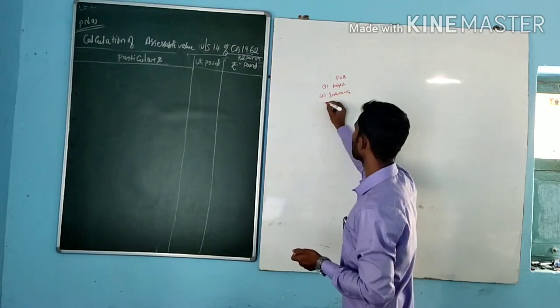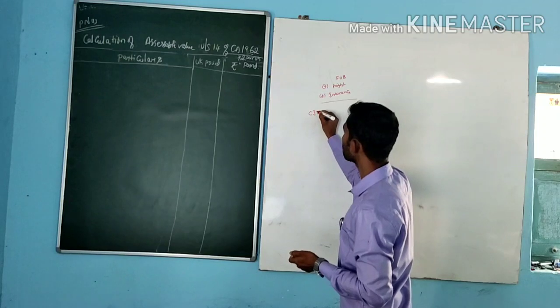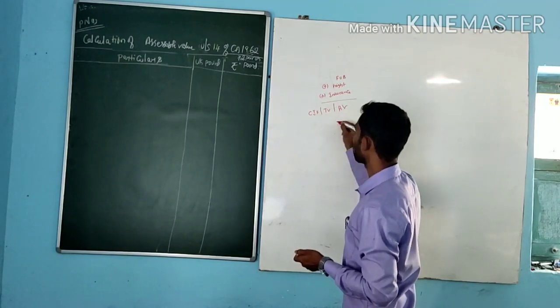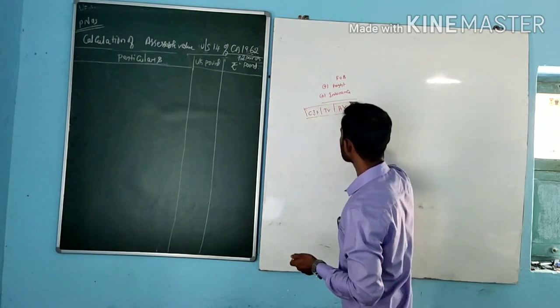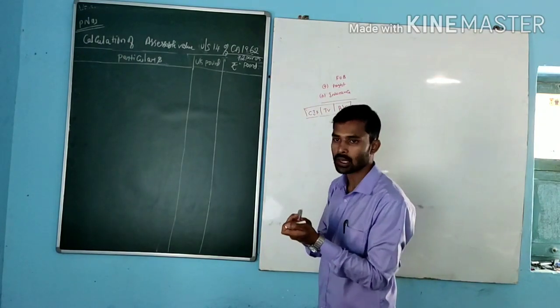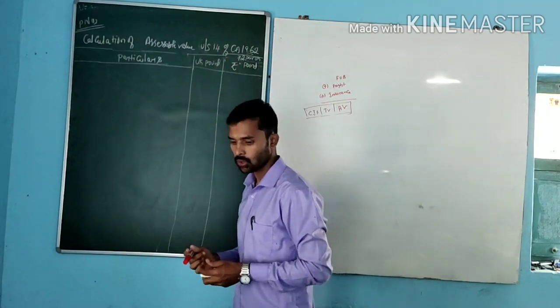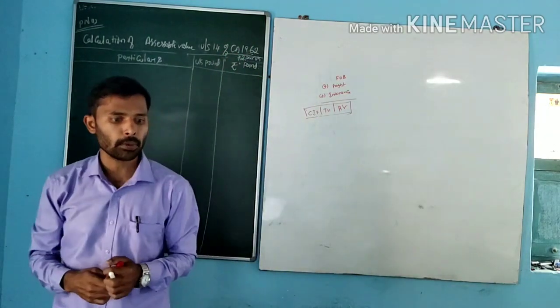You need all three. So this is called what? Cost, insurance, freight, or transaction value, or assessable value. Now, the first step is the calculation of assessable value under Section 14 of the Customs Act 1962. Right, now see problem number 1.